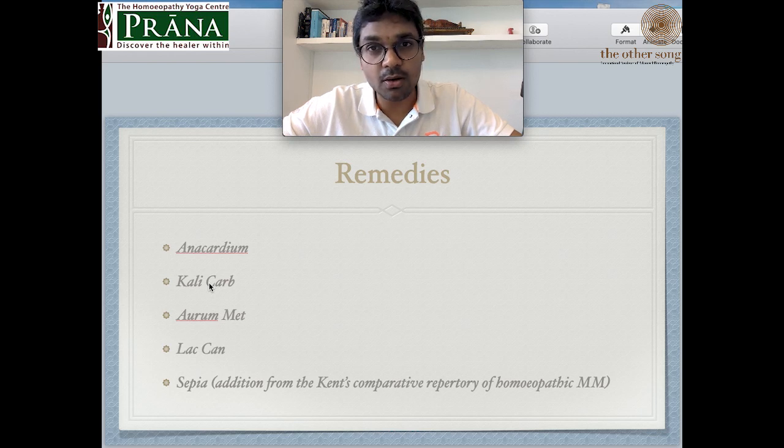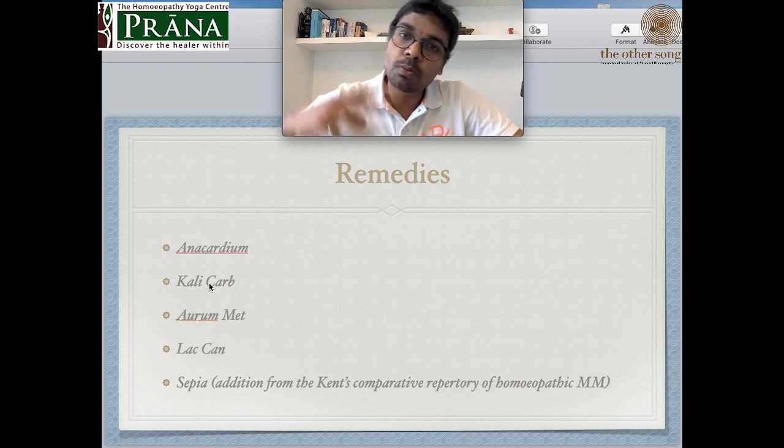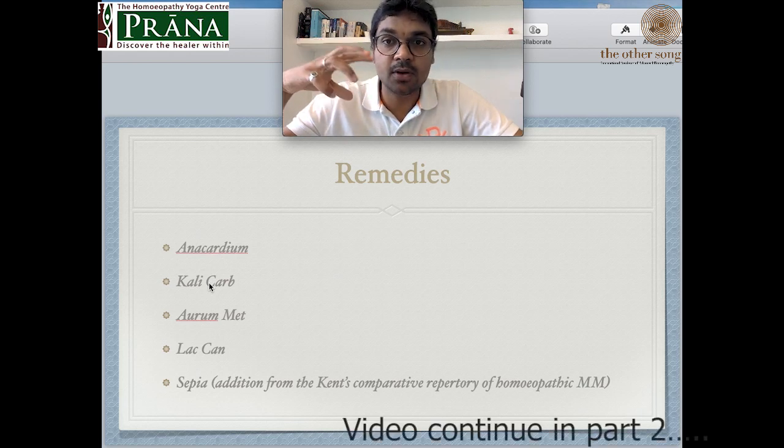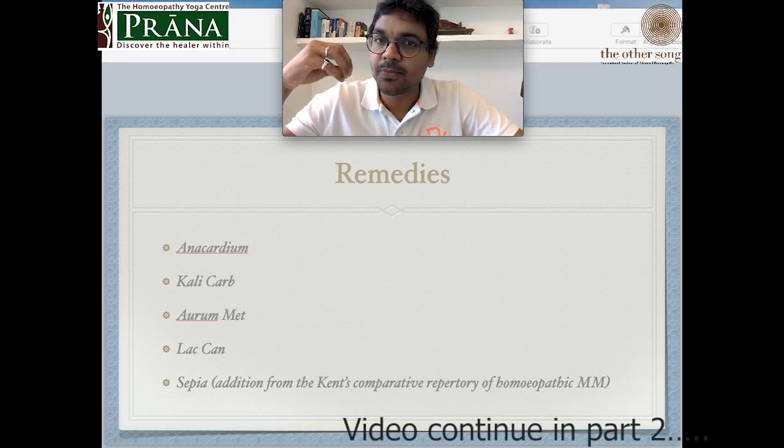So this is what Aurum met is like. Now the antagonism in Aurum met is like this, that I remember one patient, he was in a very bad financial status because his father passed away unexpectedly. So the whole burden of the family came upon him. There were loans on his family, etc.